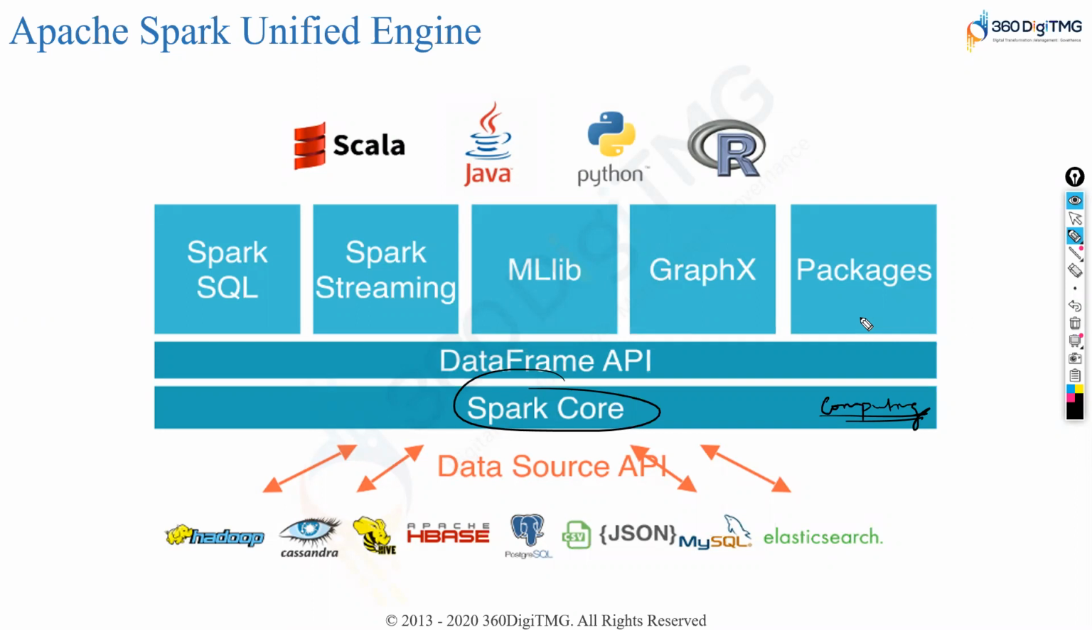Then we have the data frame API. Now, what is the default data abstraction in R and Python? In R and Python, how do we deal with data?